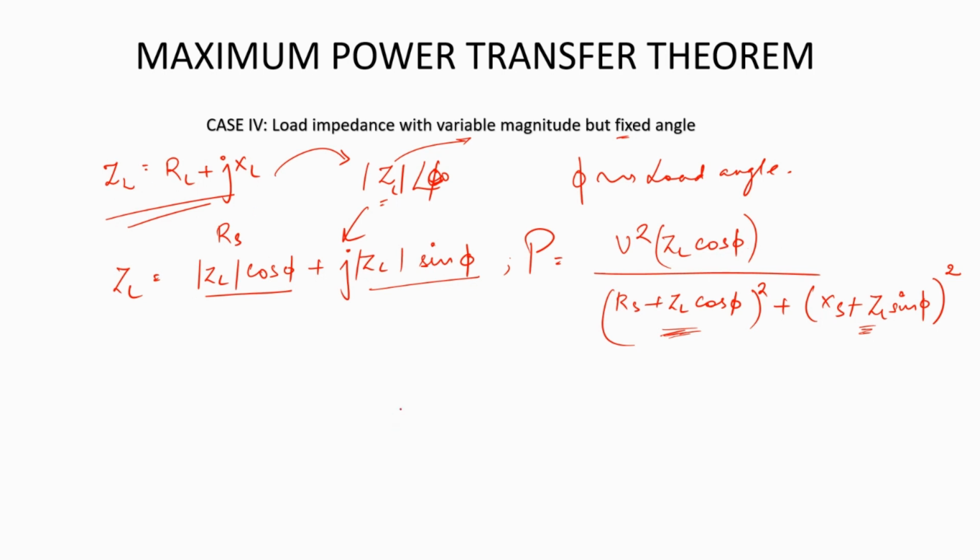Now we can see that the magnitude of the load impedance is variable, which means I have to differentiate this with respect to the magnitude of the load impedance. So dP by dZL, and that has to be equated to 0. So when we do this, what we get here is the condition magnitude of ZL should be equal to the magnitude of ZS, meaning that the load impedance should be equal to the source impedance. So this is the case when the load impedance is having a variable magnitude with a fixed angle.